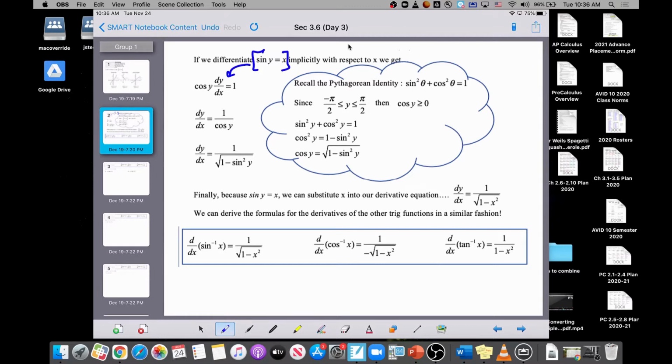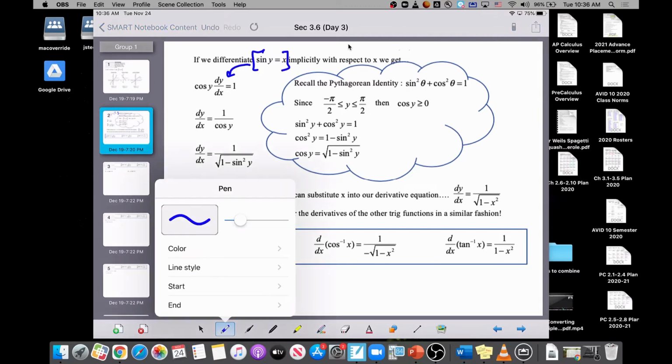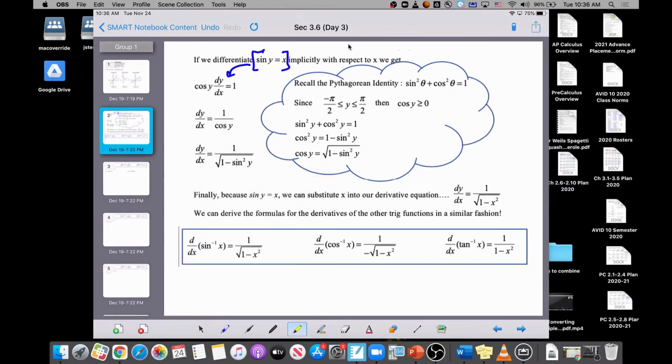Then we think about our Pythagorean identities, the big Pythagorean identity in particular, which is sine squared theta plus cosine squared theta equals 1. Since we have cosine y in our denominator, if we solve this for cosine y, we get cosine y is equal to the square root of 1 minus sine squared y. So then we substitute that in for cosine y, and we get dy dx is equal to 1 over the square root of 1 minus sine squared y.